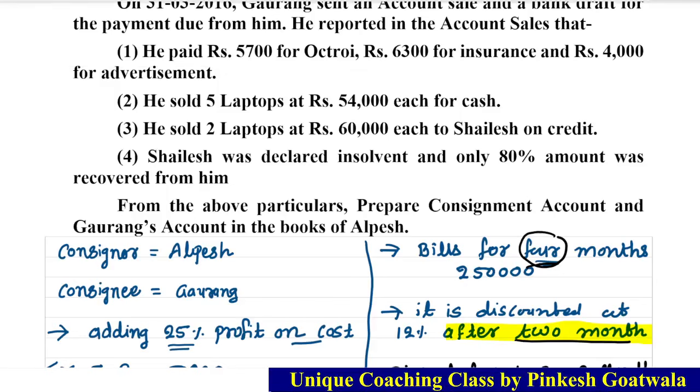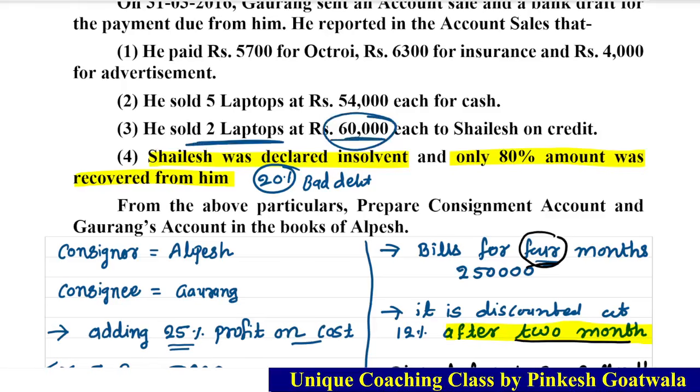So let's see that. Silas was declared insolvent and only 80% amount was recovered from him. How much amount was recovered? Only 80%. It means 80% recovered, so 20% is gone. Right? 20% has been lost, so it is our bad debt. So how much was sold? That total 60,000.